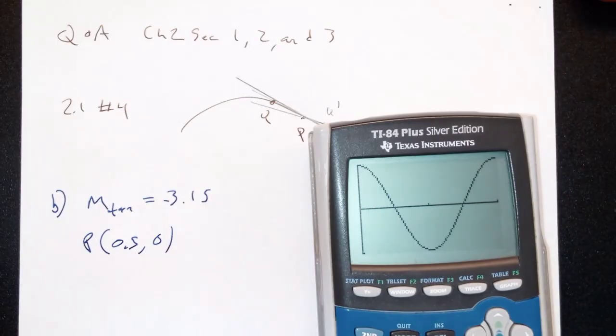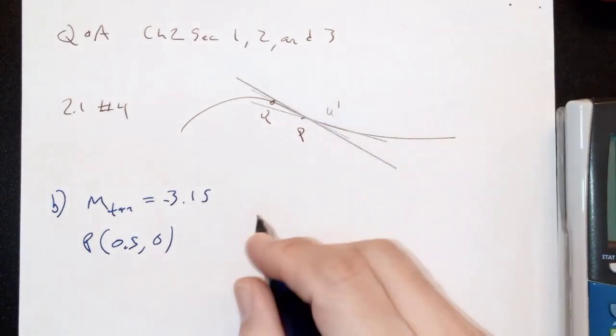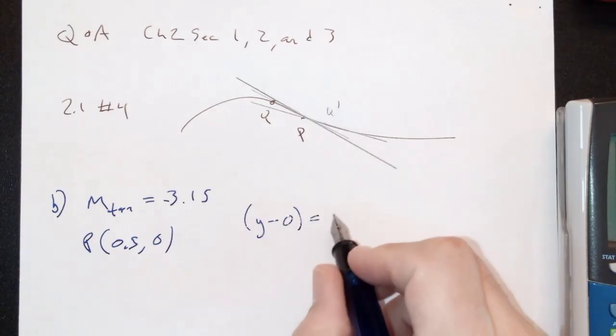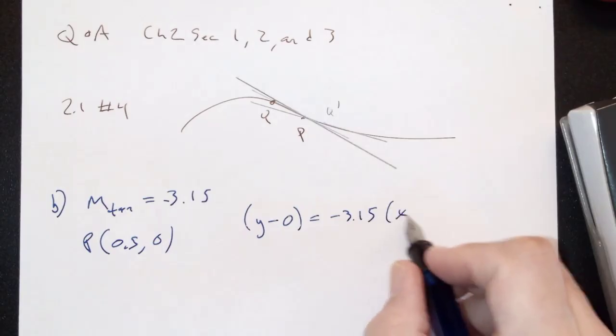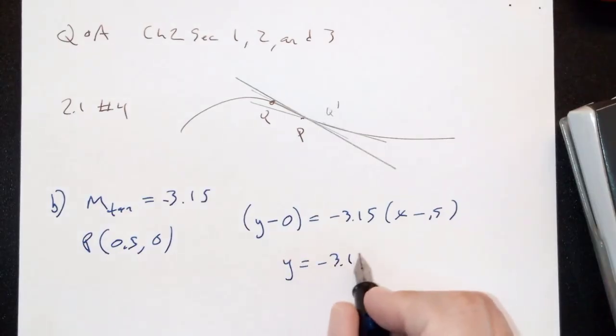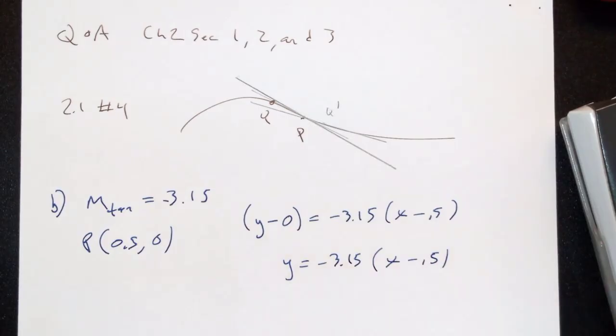You have a slope, you have a point. Give me the equation for a line. No, give me the equation for this line. That's my point slope equation for a line, right? y minus y0 equals m times (x minus x0). I'm just going to write this y equals minus 3.15 times (x minus 0.5). Ready for the best part?